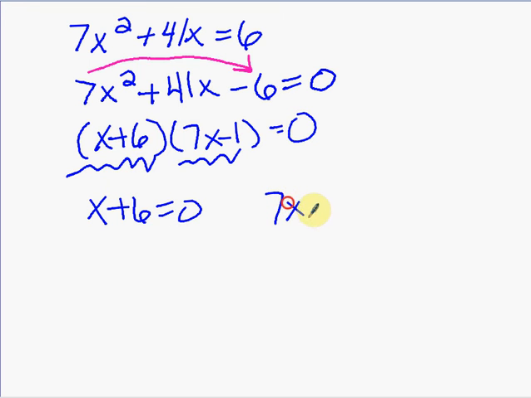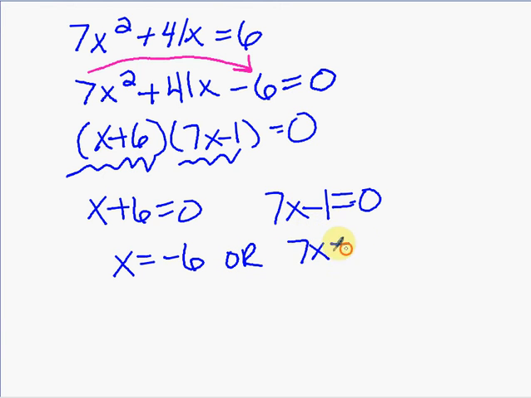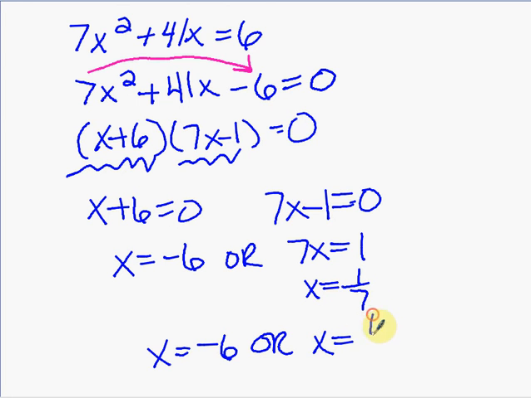And I'm going to solve those two equations to get two answers. So my first one, if I subtract 6 from both sides, x is negative 6. Or if I solve this one, I get 7x equals positive 1. I added 1 to both sides. And then if I divide by 7, I get 1 over 7. So my two answers are x equals negative 6 or x equals 1 over 7.